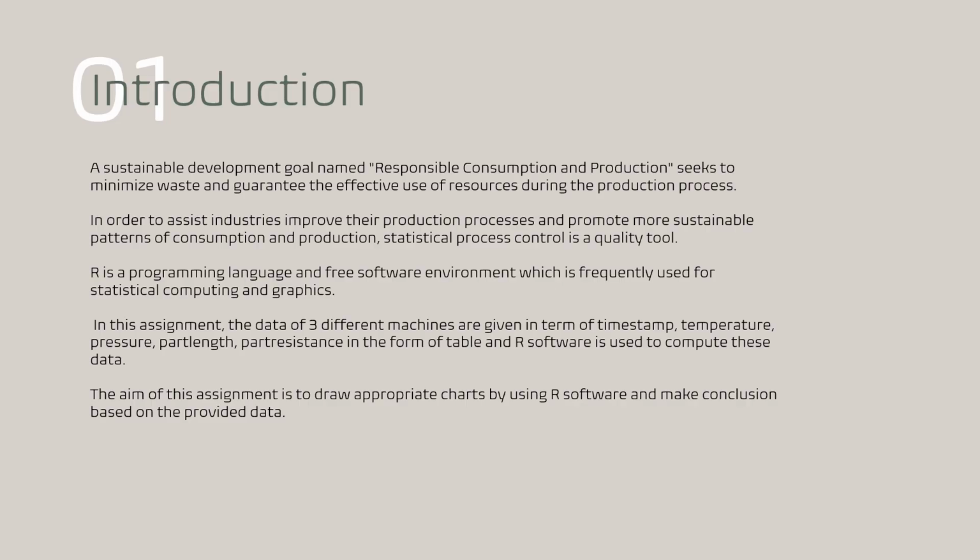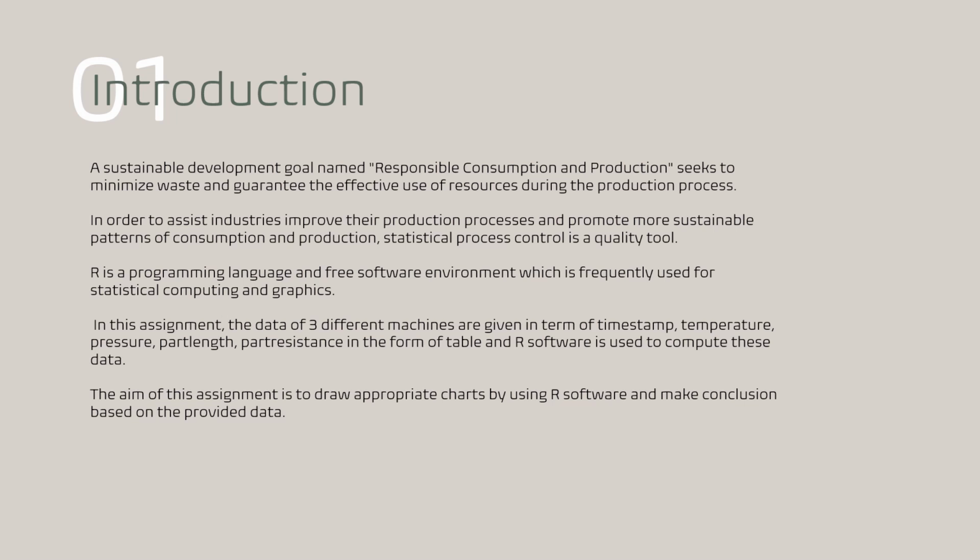A sustainable development goal named Responsible Consumption and Production seeks to minimize waste and guarantee the effective use of resources during the production process. In order to assist industry to improve their production process and promote more sustainable patterns of consumption and production, statistical process control is a quality tool. R is a programming language and free software environment which is frequently used for statistical computing and graphics.